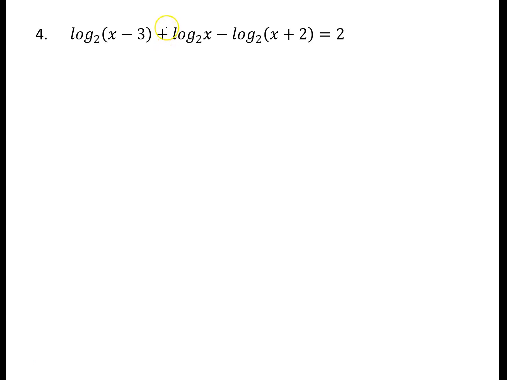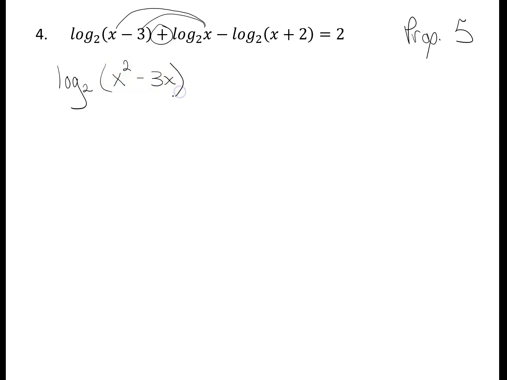So remember, when you have addition, you're going to condense with multiplication. That was property 5. We'll use that first. And so let's go ahead and condense these first 2 logs together. So it'll be log, keep the base of 2, and then you're going to multiply the x times the x minus 3. So I'm going to go ahead and distribute that. It'll be x squared minus 3x. So we're just starting with these 2. We're condensing those down to 1 log. Let's just bring down everything else to the next step.